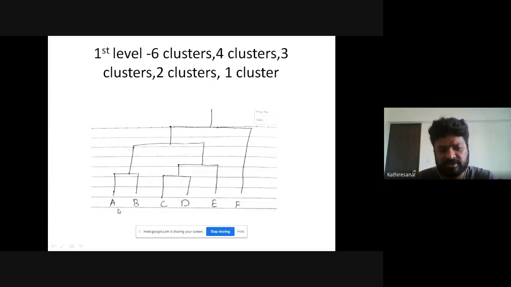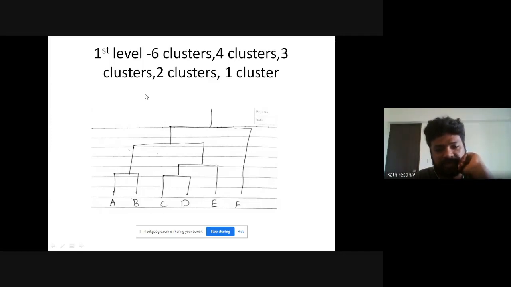So in the first phase, A, B, C, D, E, F individually are all considered as their own cluster, and at the next level A and B are joined together and we are forming one cluster. Here C and D are joined together and we are forming a cluster. Here with C and D, E is joined and we are forming a cluster. Then these two are joined together.